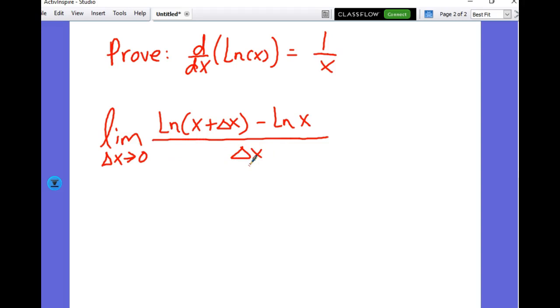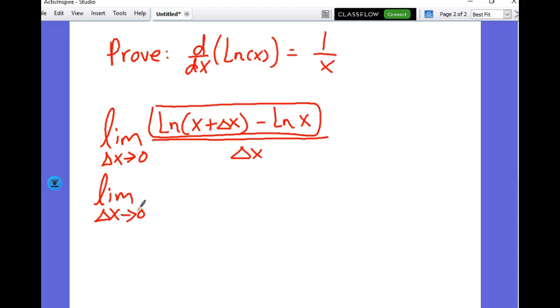Now, the first thing I'm going to do is apply one of my log properties here. If you have two logs being subtracted, you can rewrite that as one log where those arguments are being divided. So what that's going to look like then is the following.